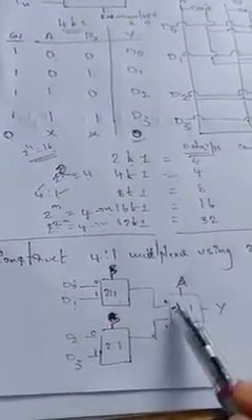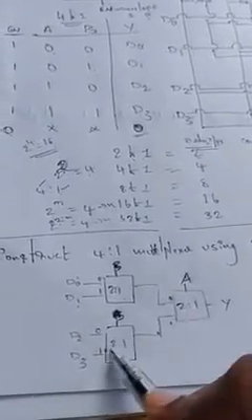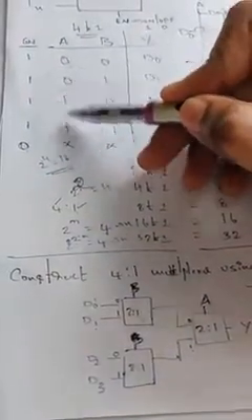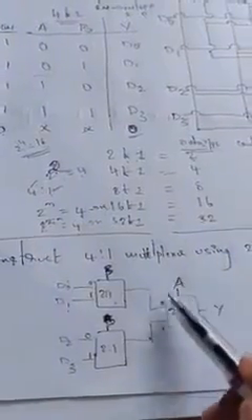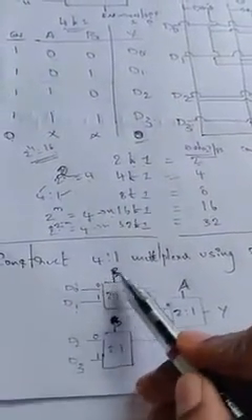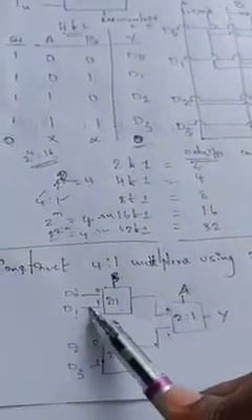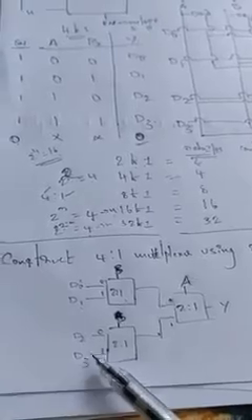So I have written A here and B here. These two are control inputs. Whenever A is 0, it will concentrate on the upper multiplexer. Whenever A is 1, it will concentrate on the lower multiplexer. Whenever A is 0, B is 0 means D0. A is 0, B is 1, D1. A is 1, B is 0, D2. A is 1, B is 1, D3.